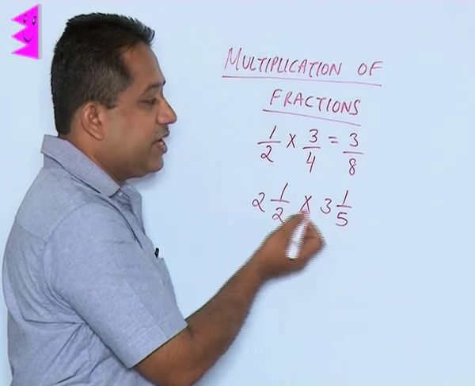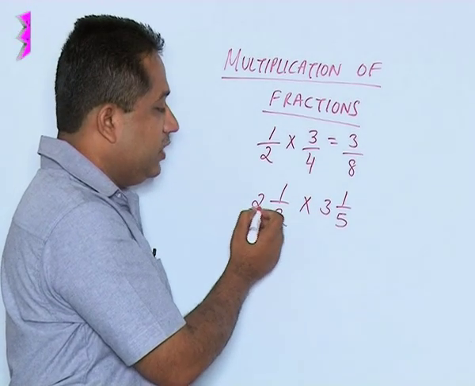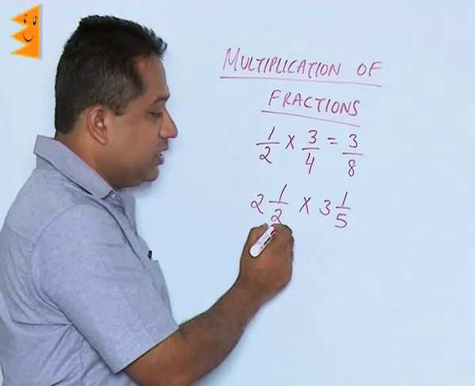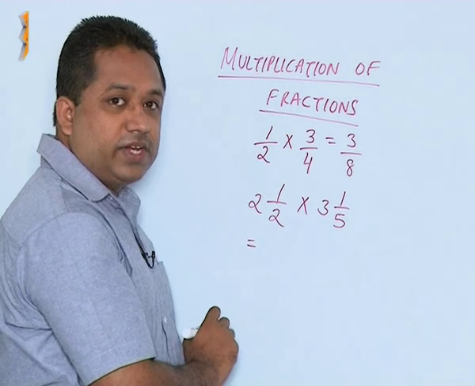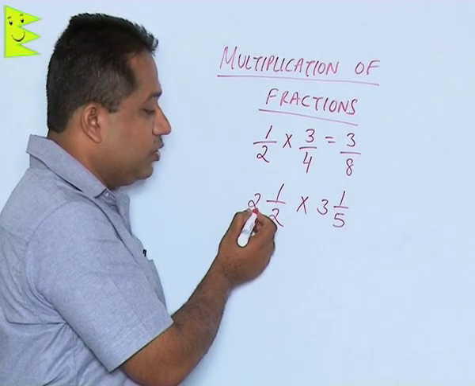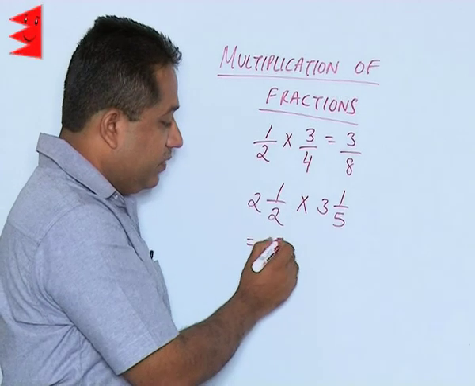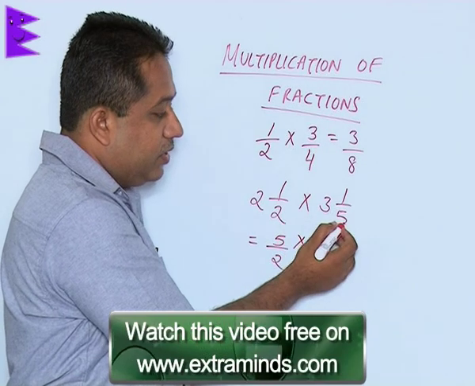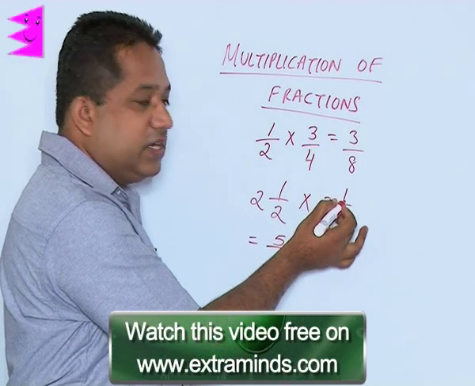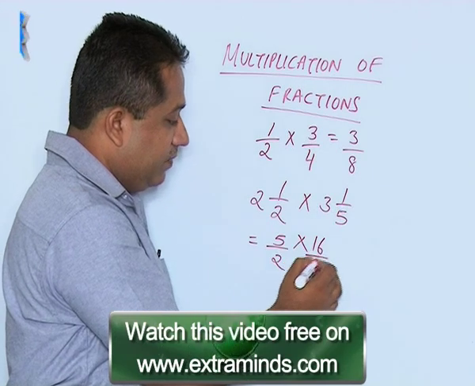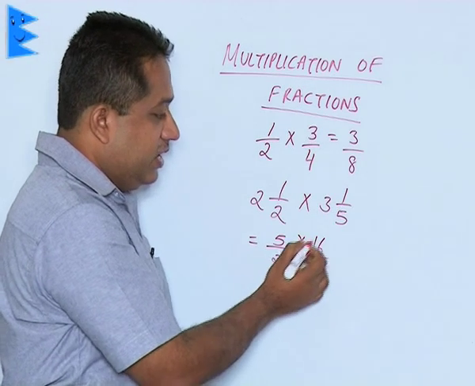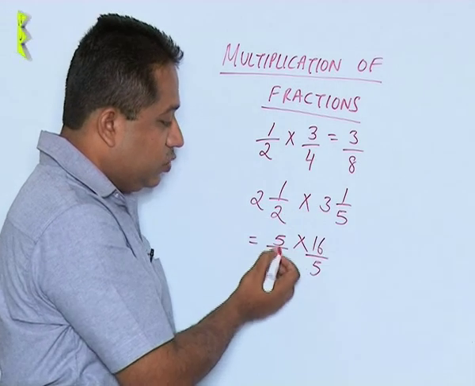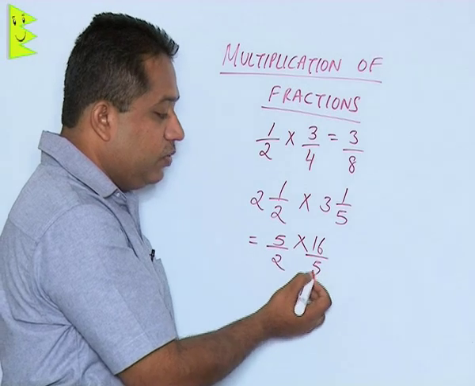We want to find the result of this 2 1 by 2 into 3 1 by 5. The first step is to convert this mixed fraction into an improper fraction. For that we will multiply 2 into 2 is 4, 4 plus 1 will give us 5. So, we have 5 by 2 multiplied by, this is 5 into 3 15, 15 plus 1 is 16. So, we have 5 by 2 here and 16 by 5 here. Now, we have converted the mixed fractions in both the cases to improper fractions. So, we have got 5 by 2 into 16 by 5.